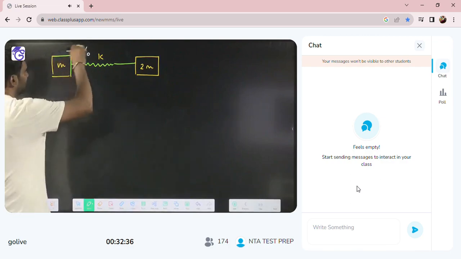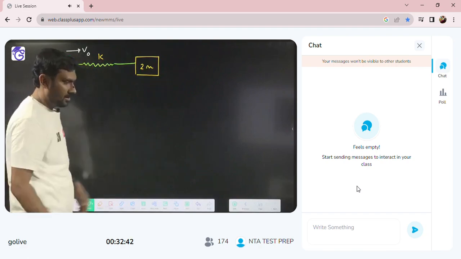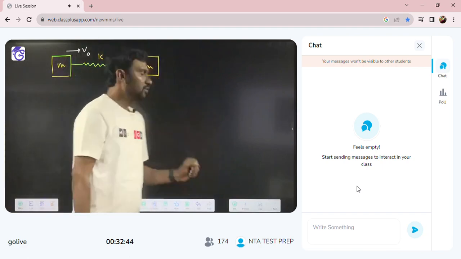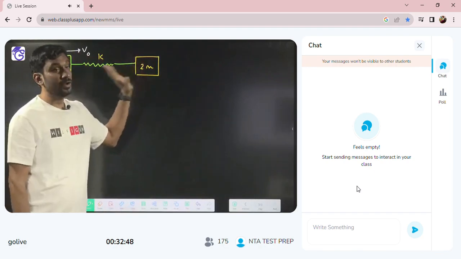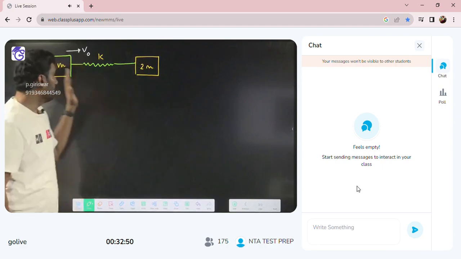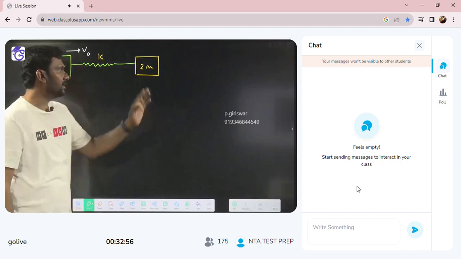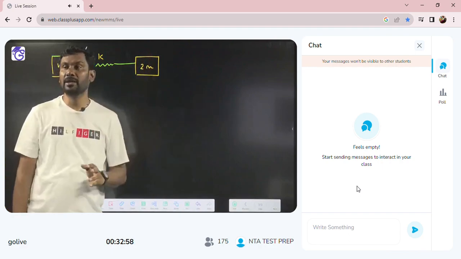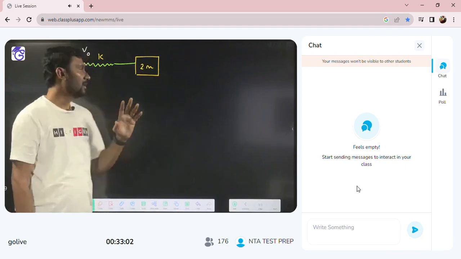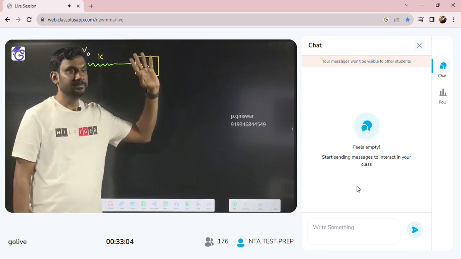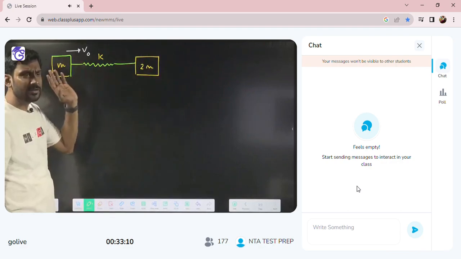So it is given a velocity V0. What will happen gradually? The spring will compress. When this mass is given a velocity, exactly at that instant, this 2M will not respond. Why? Because the spring doesn't respond instantaneously. It responds after some time. After some time, this will start moving, if they are kept on a smooth surface.